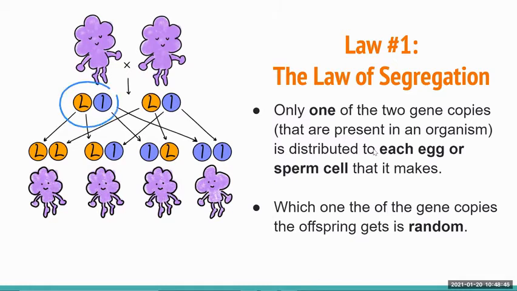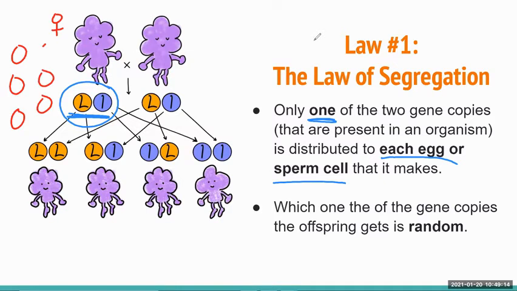Remember that this individual's genotype is heterozygous, so it has one big dominant L and one little recessive L. This is our genotype. So each organism has at least 2, one from mom, one from dad. But only one is present in each of their sex cells, egg or sperm. So if we say that this is the female, and she has all these eggs, some of them will have the dominant allele, and some of them will have the recessive allele.